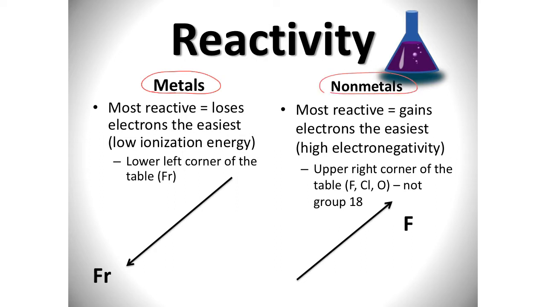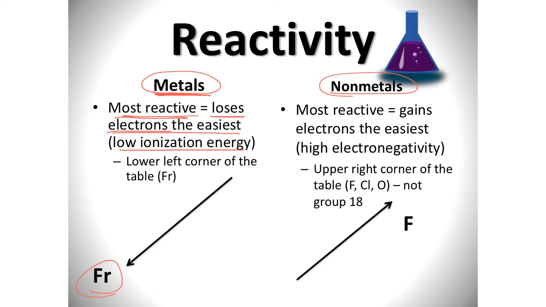is reacting or a non-metal, because they do different things. Our metals lose electrons when they react, so our most reactive metals would be the ones that are going to lose electrons the easiest. In other words, those are things that have lower ionization energy. So the lower the ionization energy for a metal, the more easily it will lose electrons, therefore the more reactive it will be. So high reactivity for our metals is down by francium, so bottom of group 1.